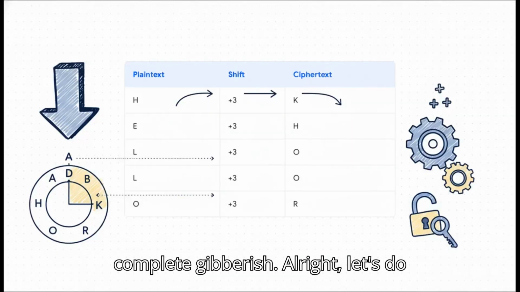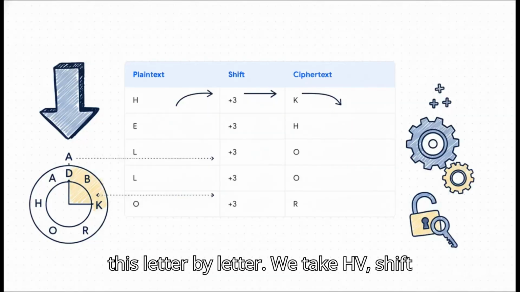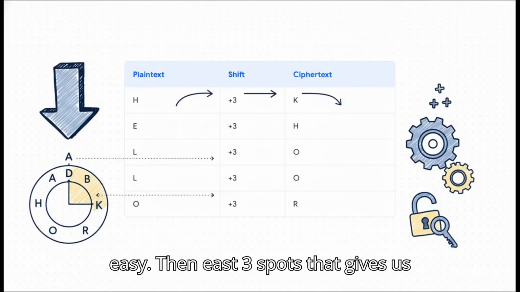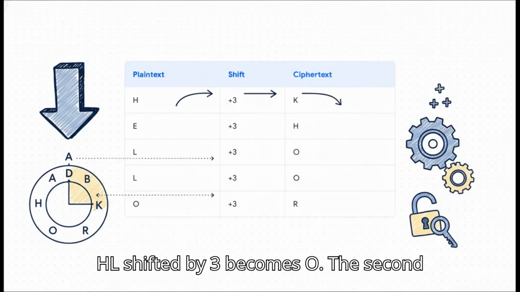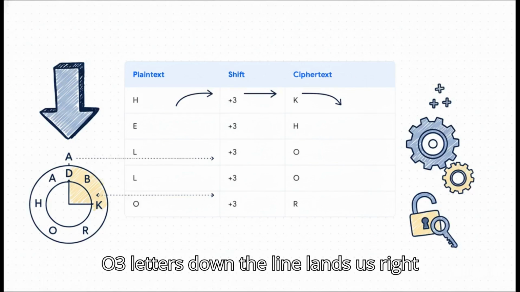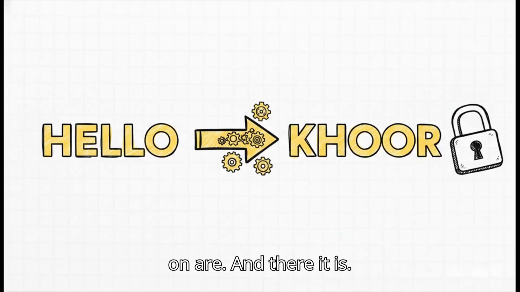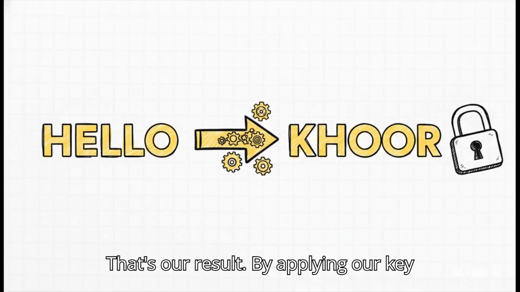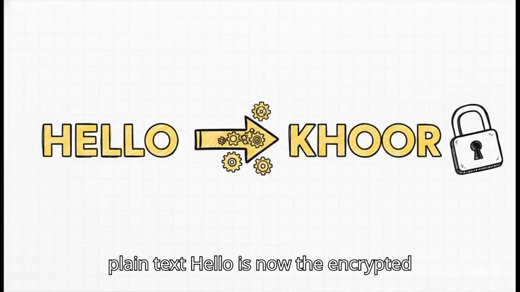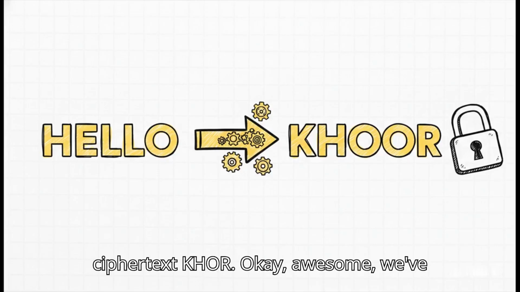All right, let's do this letter by letter. We take H, we shift it forward 3 spots, and we get K. Easy. Then E plus 3 spots, that gives us H. L shifted by 3 becomes O. The second L, well, it also becomes O. And finally, O plus 3 letters down the line lands us right on R. And there it is. That's our result. By applying our key of 3 to every single letter, our plaintext hello is now the encrypted ciphertext KHOOR.